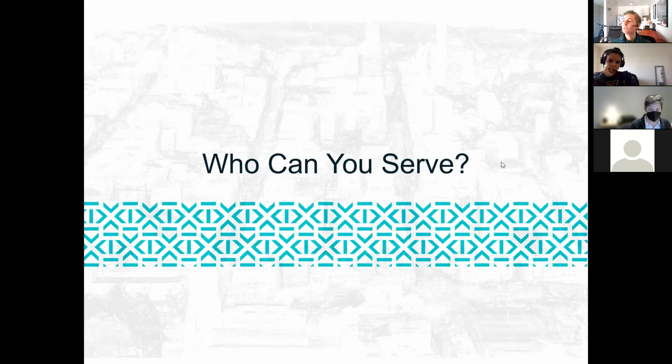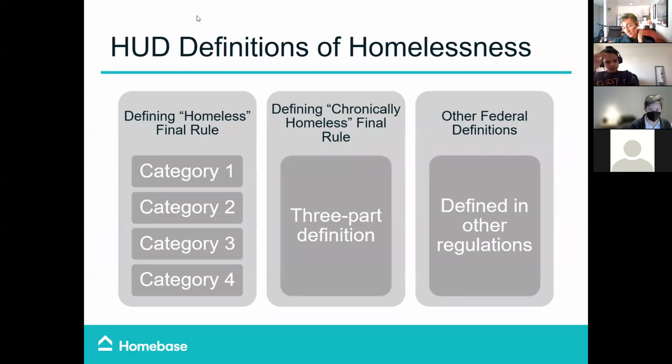Who can you serve with Continuum of Care program funding? So we're going to go over the general definitions that HUD uses for this particular funding stream.